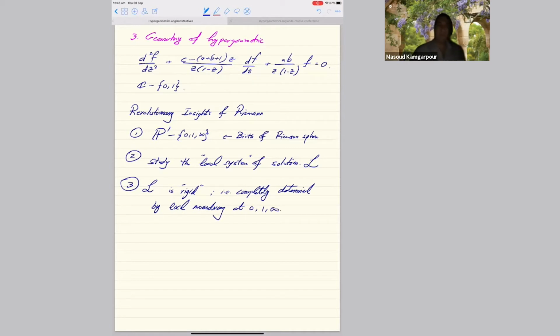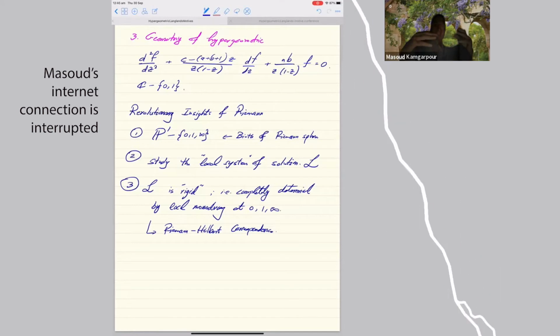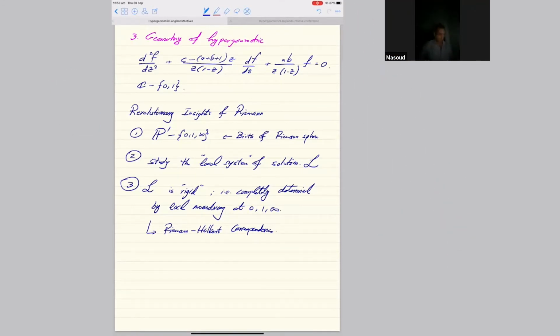Just to appreciate how special this property is, you should compare this. This was also the birth of the Riemann-Hilbert correspondence, which says that a local system is completely determined by its global monodromy, by its total monodromy. These local monodromies sit inside. As I was saying about the notion of rigidity, this local system is rigid. What that means is it is completely determined by local monodromy. In other words, its global monodromy is completely determined by what happens at the three singular points.